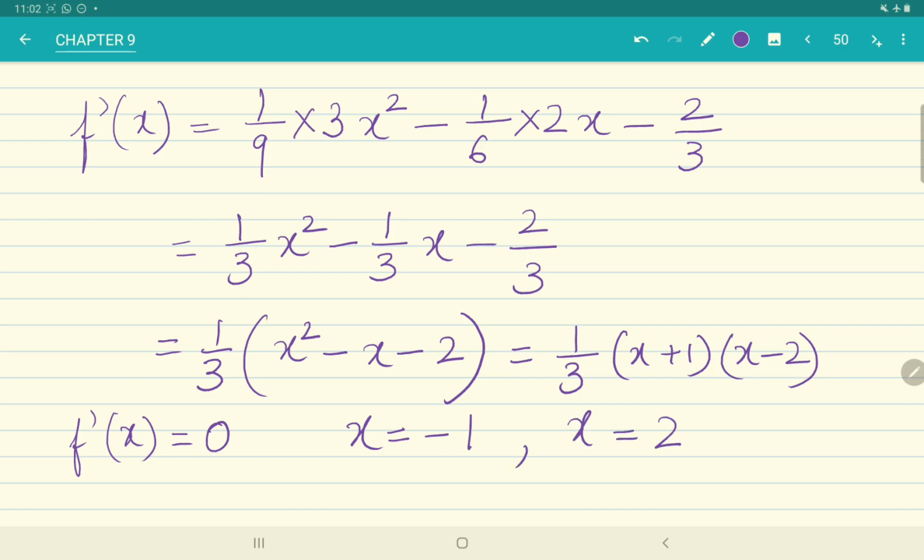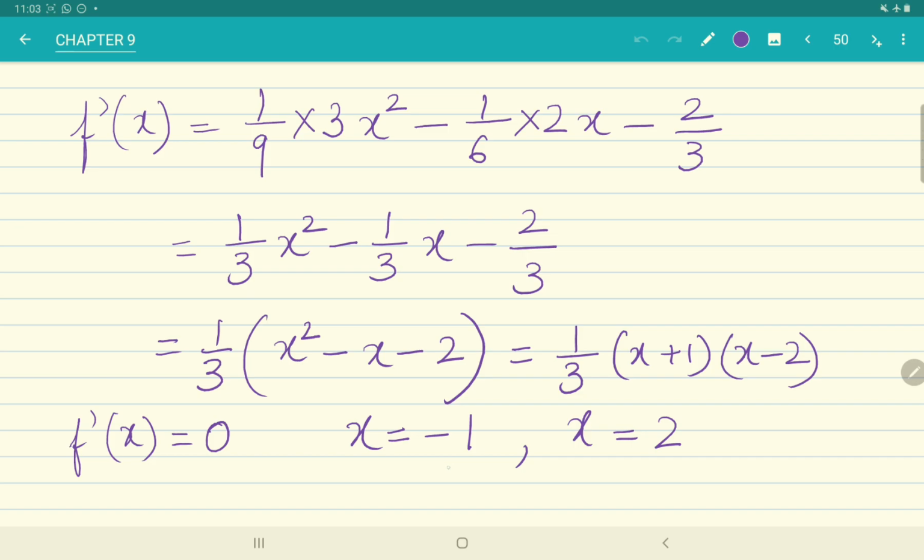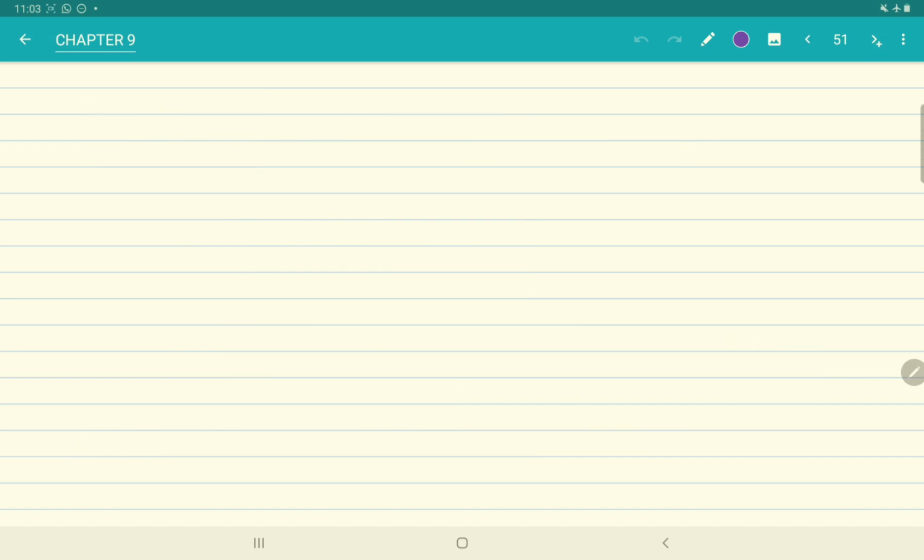x equal to 2. And if we take the closed bounded interval on which the function is defined, and think of those points inside the interval, we see that minus 1 and 2, these two are in this interval. So they do belong inside the interval. And that means x is equal to minus 1 and x is equal to 2 are the two stationary points.